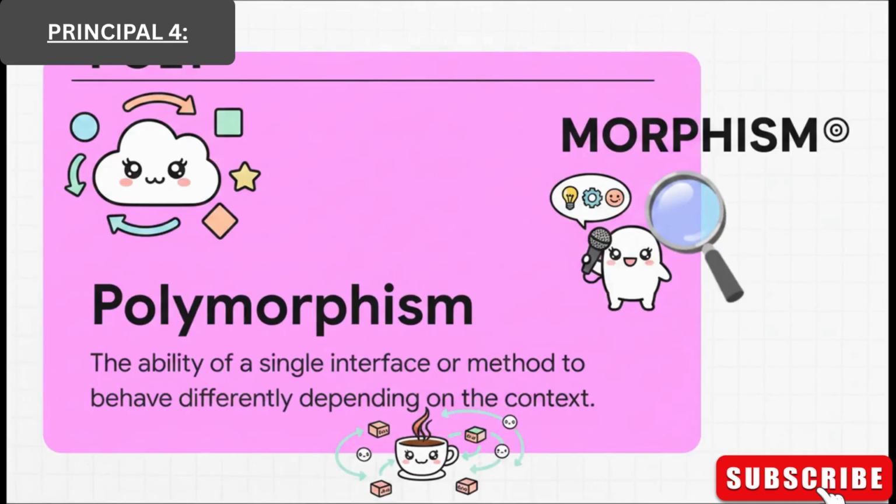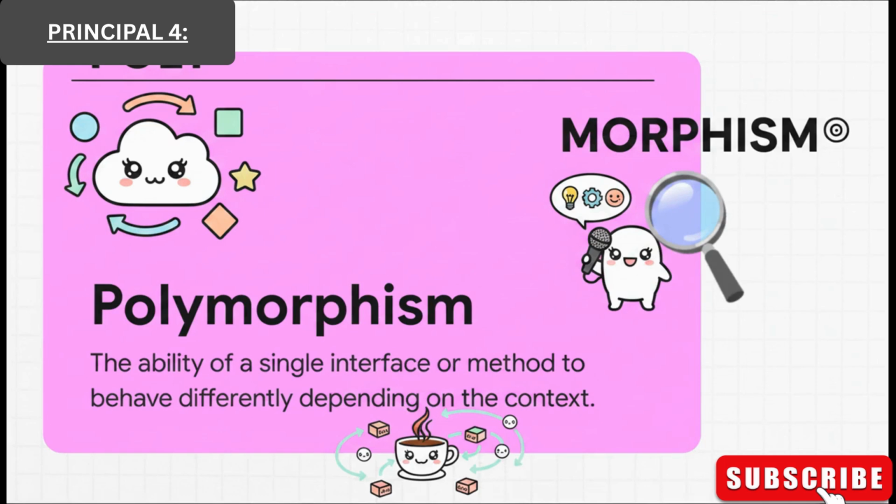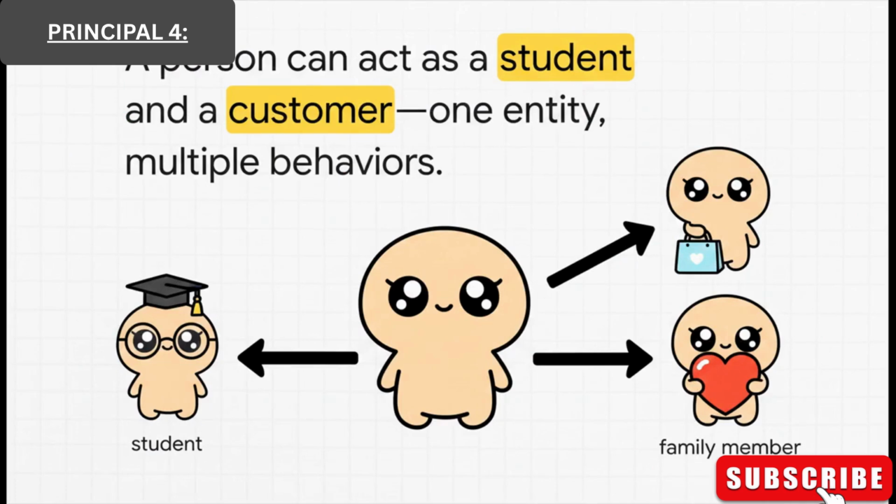The fourth and final principle is polymorphism. Look at the Greek roots here. Poly means many, and morphism means forms. So, many forms. It's the ability of a single method to behave entirely differently depending on the context. This maps perfectly to our daily lives. Think about yourself. You are one person, right? But you act like a student in a classroom, a customer at the grocery store, and a child when you're at home with your parents. One entity, many operational forms based on the context. That's polymorphism in a nutshell.